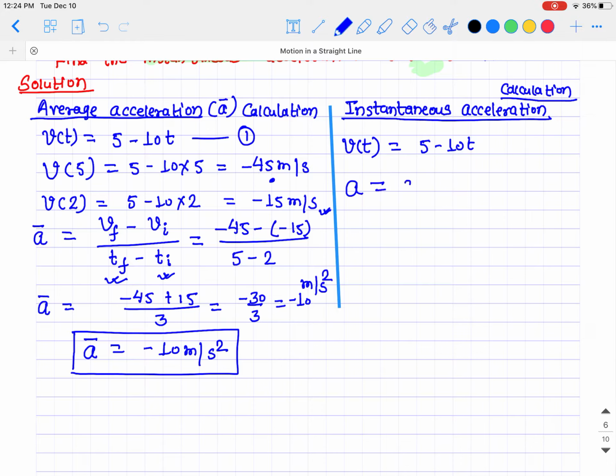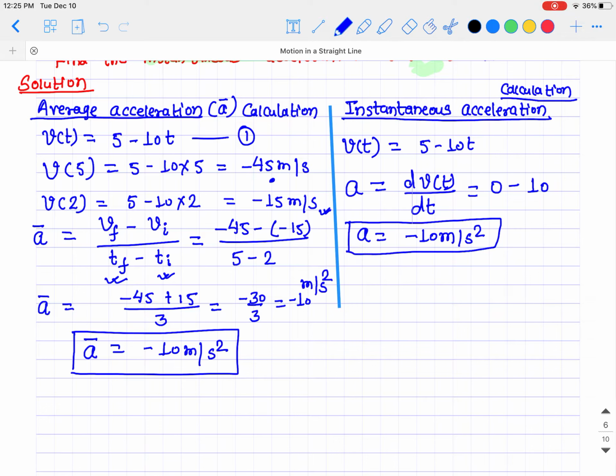defined by a equals dv(t) over dt. That means the first derivative of the velocity. If we take the first derivative, it's a constant. The 5 is a constant term, so it will be 0. And if I take 10t, it will be negative 10. So the number is negative 10 meters per second squared. So this is the instantaneous acceleration.